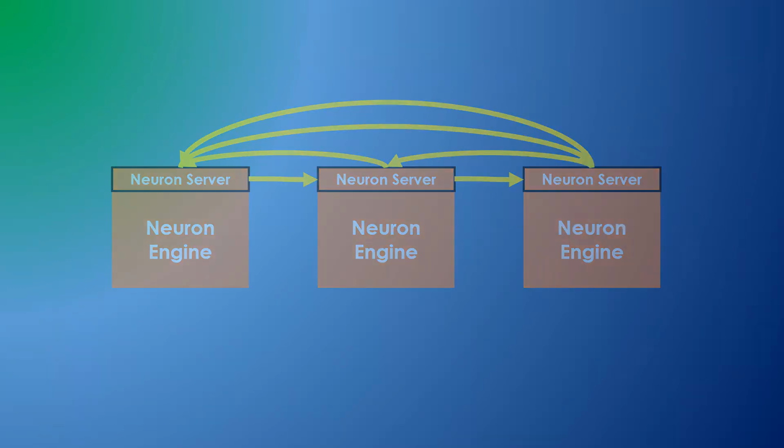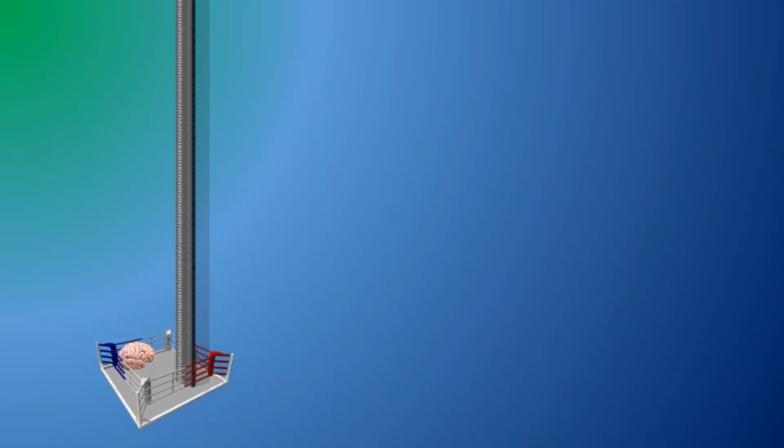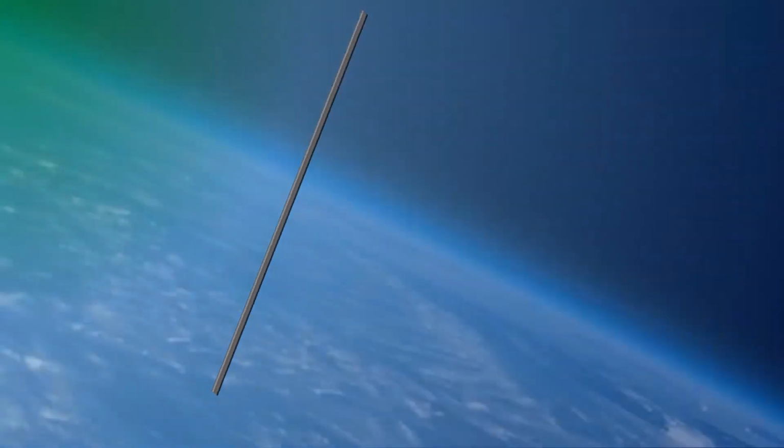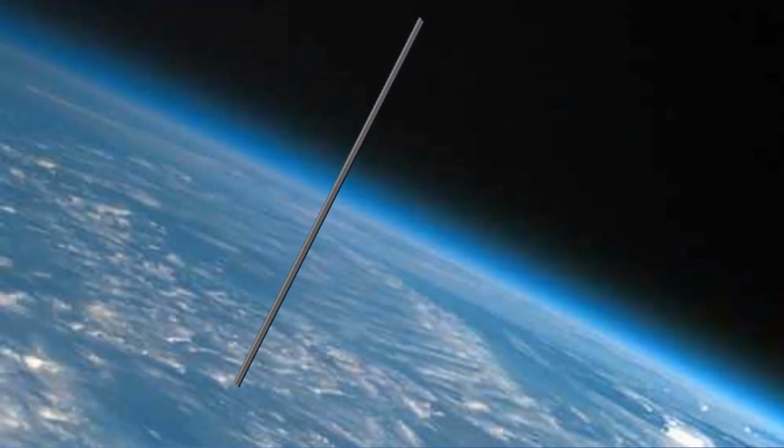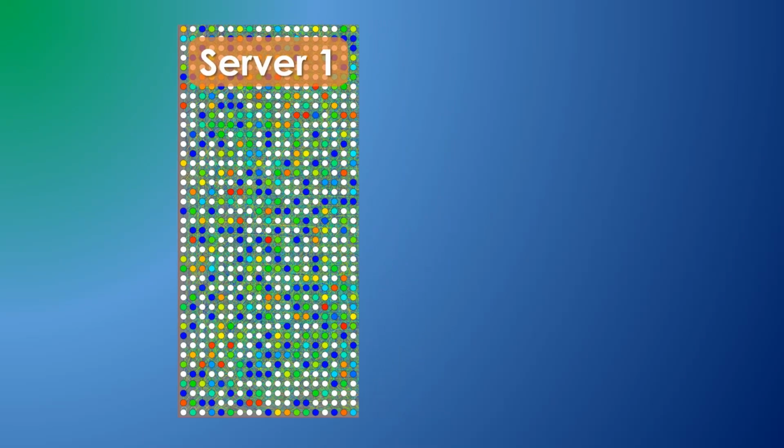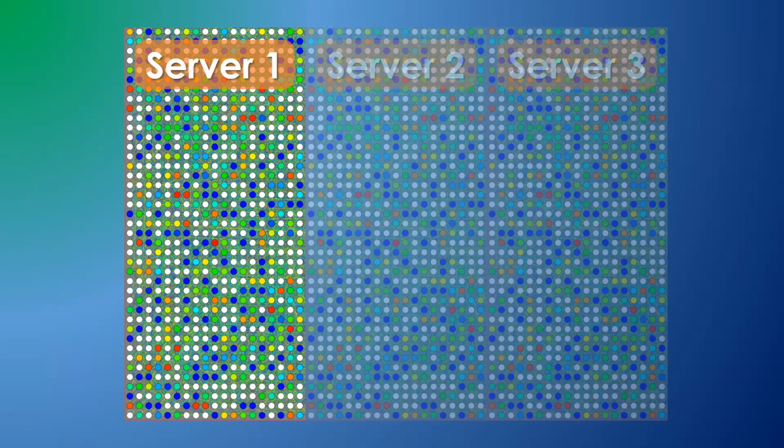In a previous video, I calculated the number of computers needed to emulate the human neocortex's 16 billion neurons. Running the brain simulator across multiple computers is an important milestone toward reaching this objective.